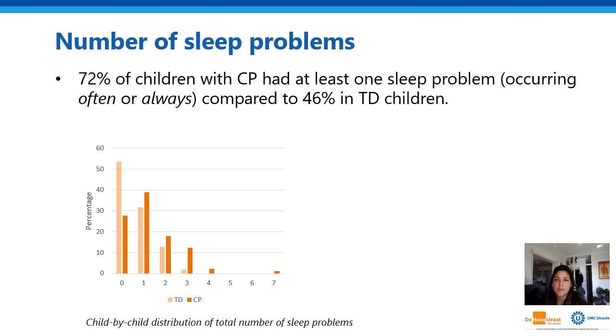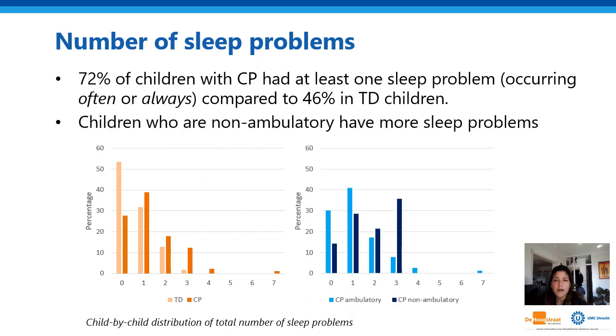Finally, let's have a look at the total number of sleep problems per child. Here, difficulties occurring often or always, so more than half of the week, were considered as a sleep problem. Based on these dichotomized values, this graph shows the child-by-child distribution of the total number of sleep problems, so the percentage of children who have 0, 1, 2, 3, up to 7 sleep problems. We can see from the graph that the majority, 72% of the children with CP, shown in dark orange, had at least one sleep problem, compared to 46% in typically developing children, shown in light orange. When we compare the ambulatory group of children with CP in light blue to their non-ambulatory peers in dark blue, we can see that those who are more severely affected also have more sleep problems.